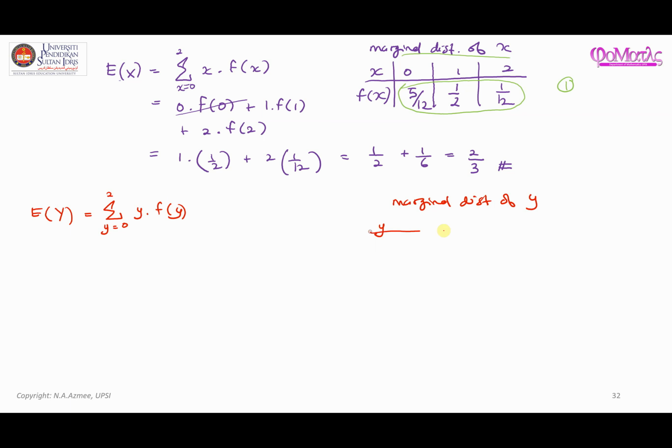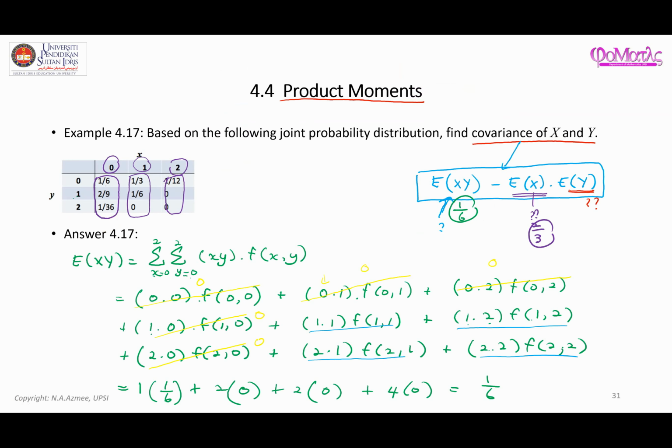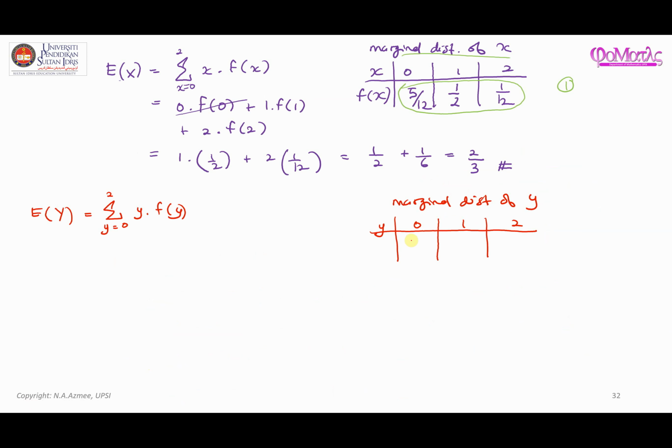We know that y can take values of 0, 1 and 2 based on the table given here. When y is 0, the probability associated with that, f(y), is going to be 1 over 6 plus 1 over 3 plus 1 over 12. So that is equal to 7 over 12. Here is 7 over 12. This is f(y).